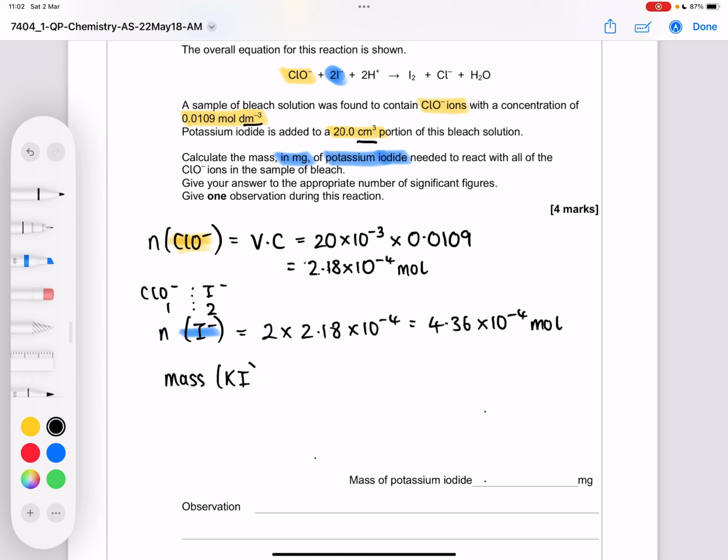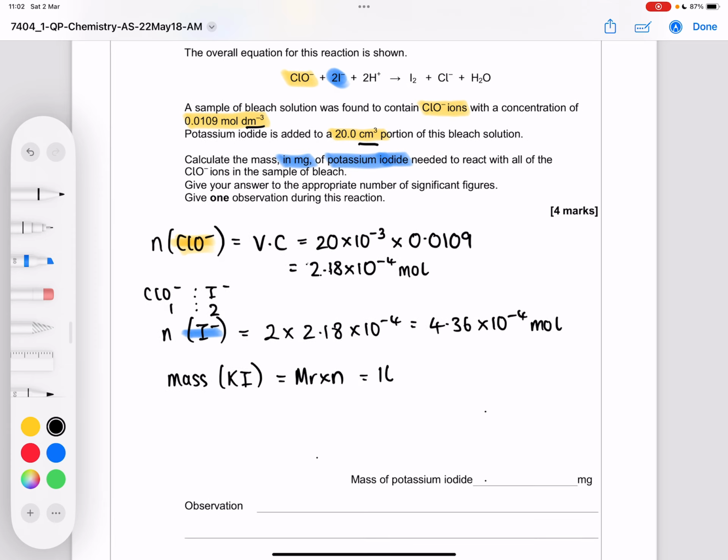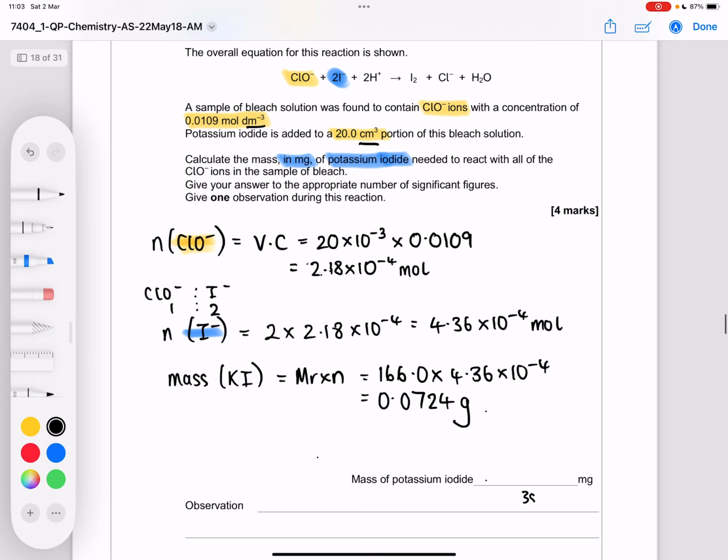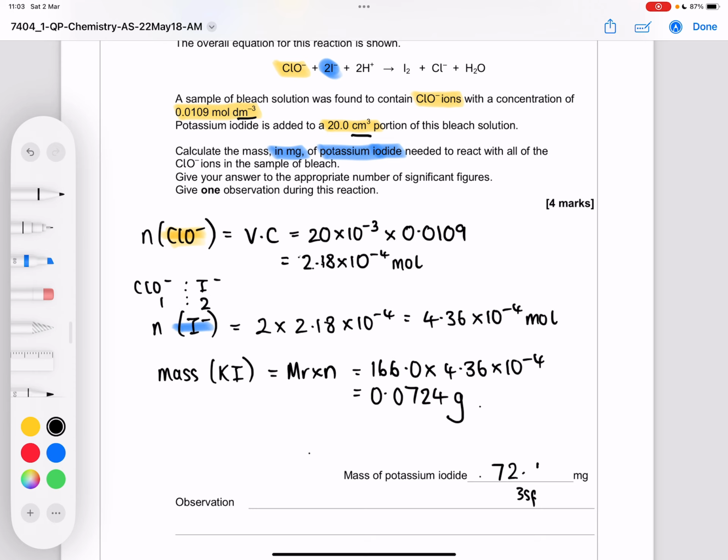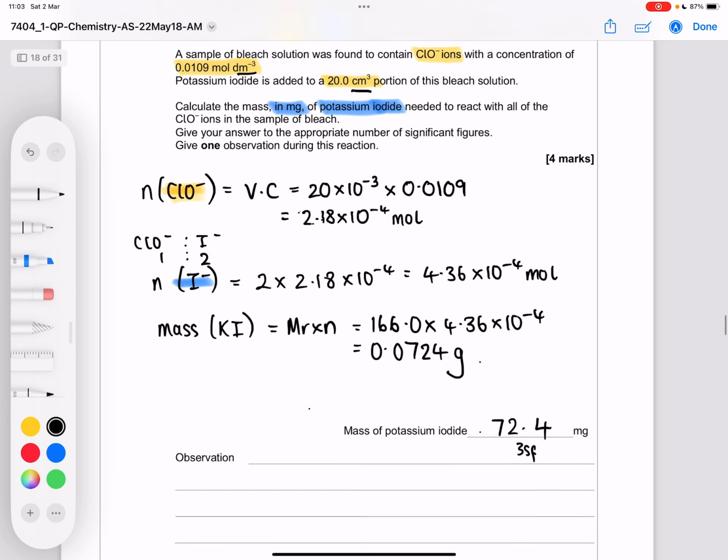Then you can answer the question, which is mass, but we do want the mass of potassium iodide. Mass is Mr times moles, so we're going to add up potassium iodide. If you add up potassium and iodine, you're going to get 166, and you're going to times that by the moles. And you're getting 0.0724 grams. An appropriate number of significant figures here is 3 significant figures. But the answer wants it in milligrams, so you times by 1,000 on your calculator to find out it's 72.4 milligrams to 3 significant figures.